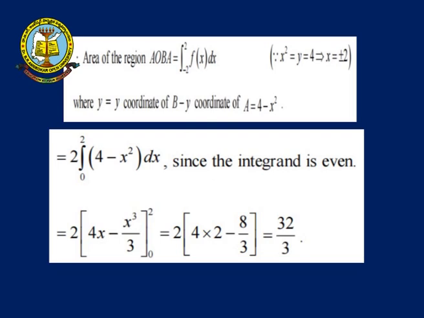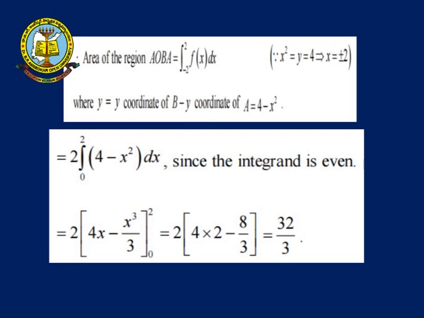It is a vertical strip here, with two partitions. So instead of minus 2 to 2, I can take 2 times the integral 0 to 2, with lower limit 0 and upper limit 2. Here 4 times 2 minus 2 cube by 3. For the lower limit 0, 4 into 0 minus 0 cube by 3 is 0, so no need to take it. Only the upper limit remains: 2 times of 4 into 2 minus 2 cube by 3, and simplification gives 32 by 3.